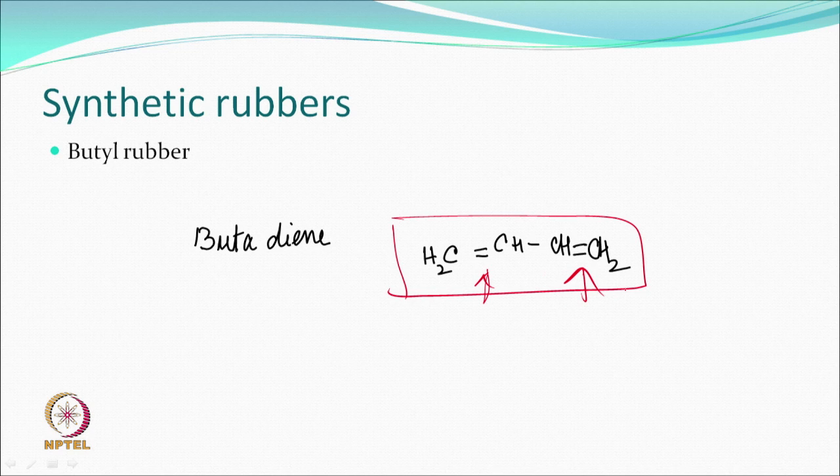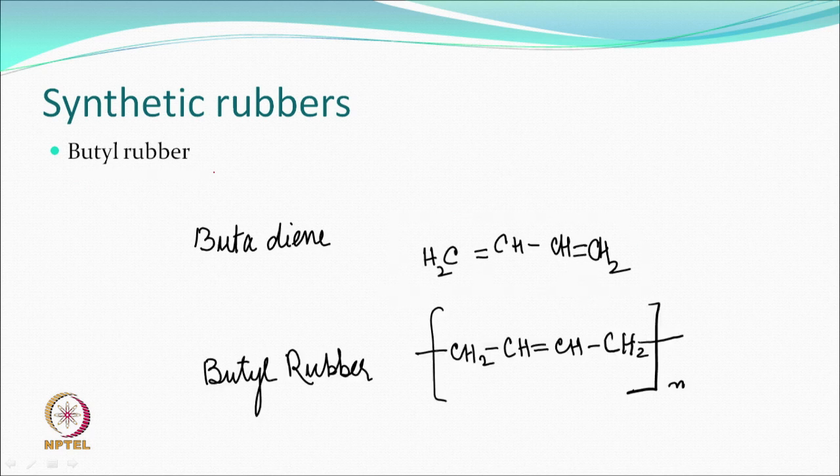Isoprene also had two double bonds, right. And so, this can be polymerized to something which we call butyl rubber. And if you do that, how will it look? Well, it will look like this, the double bond goes in the center. So, it is also in some sense an unsaturated rubber.